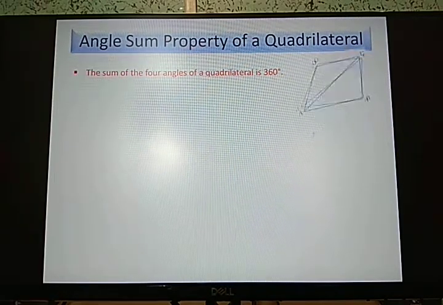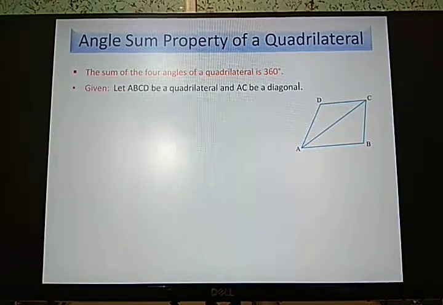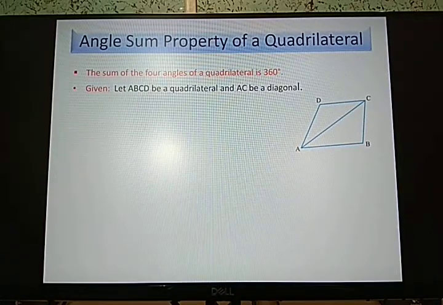So let us first draw a figure of a quadrilateral. As you can see, this is a quadrilateral given to us. First of all, let us write what is given. Let ABCD be a quadrilateral and AC be a diagonal. As you can see in the figure, ABCD is a quadrilateral. There are two diagonals of a quadrilateral, but we have considered only one diagonal for the proof. Here we have considered diagonal AC by connecting vertex A to C.